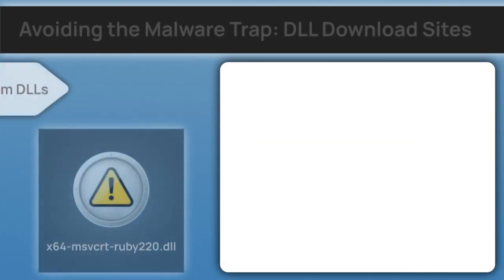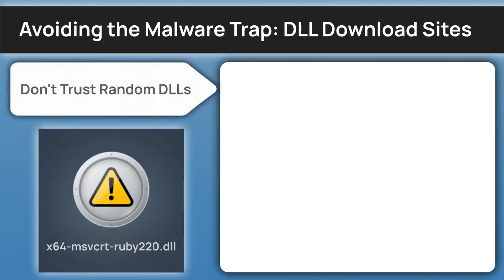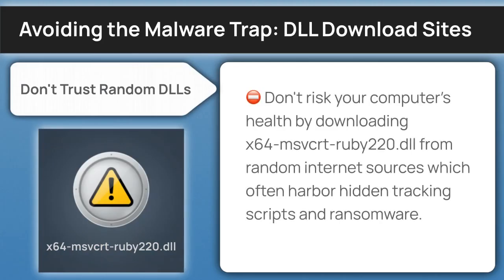Before we finish, let's go over the professional protocol for sourcing essential system libraries. Keep in mind that x64 Ruby 220 DLL must be properly registered with the Windows registry. Simply dragging and dropping the file into a folder rarely fixes the root cause of the error.